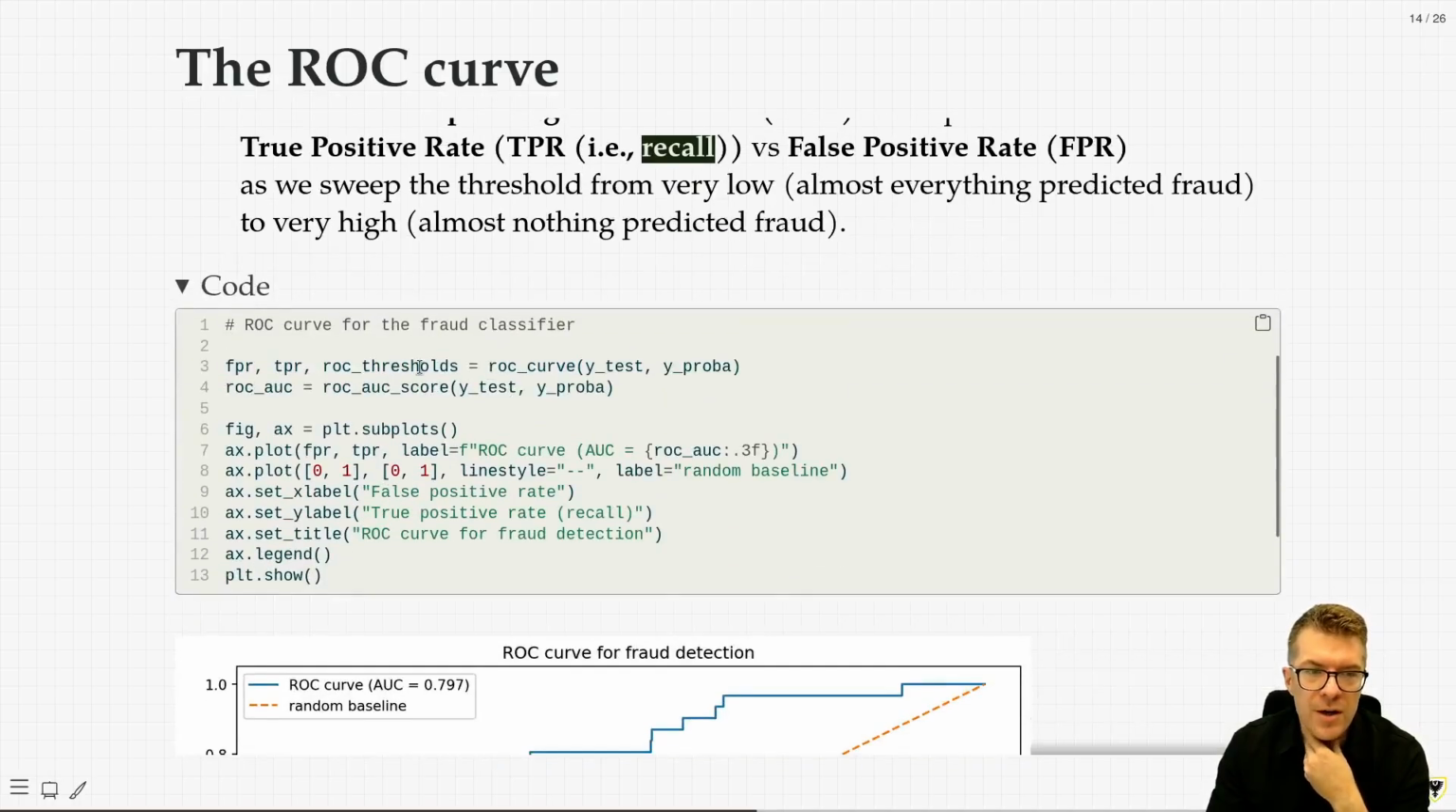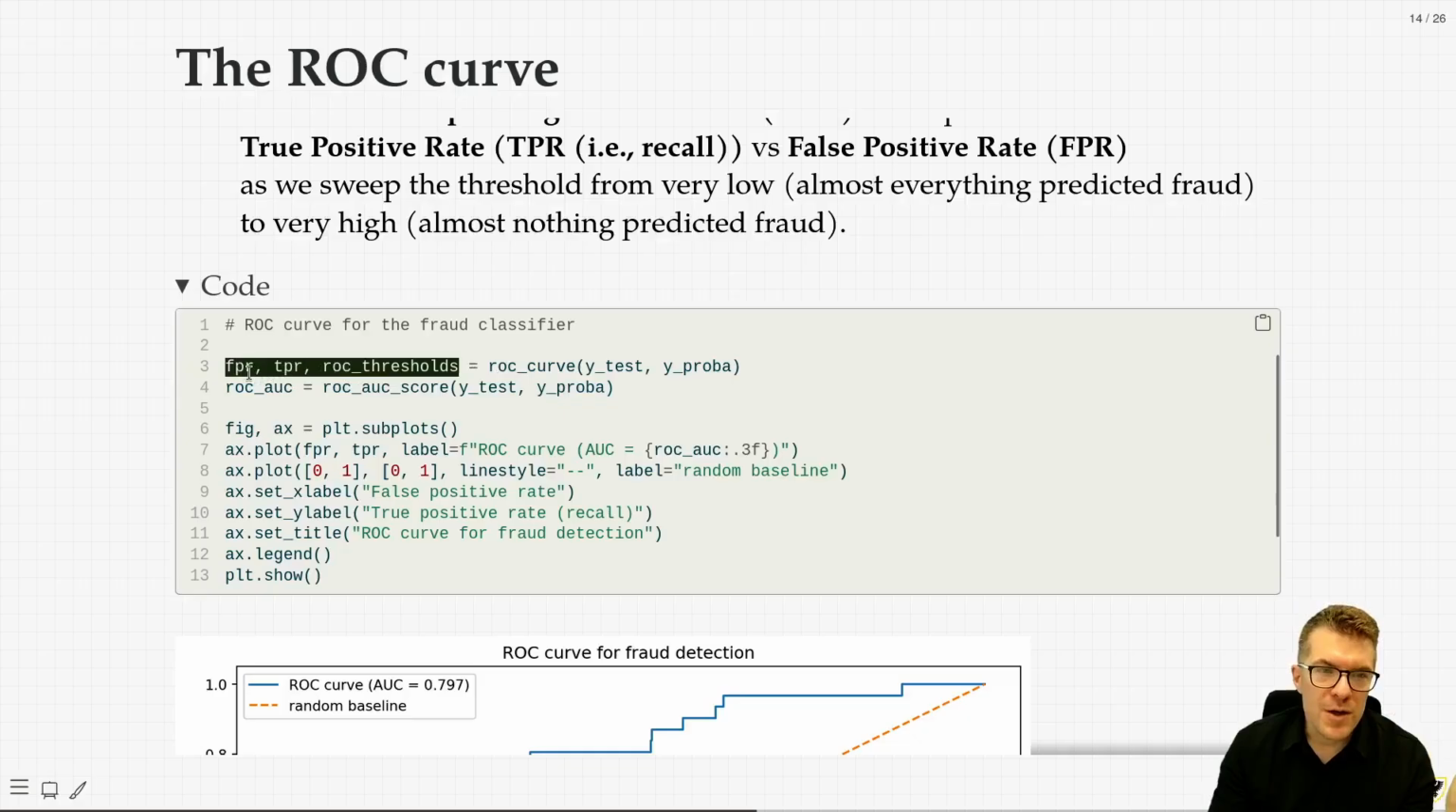So here's our ROC curve. We have all of our y tests. This is the true values that we're trying to predict. Here are all the probabilities that my logistic regression computed for the probability of fraud. You pass this into roc_curve, which is one of the functions we loaded in a previous cell, and then we obtain a handful of metrics. So roc_curve returns 3 variables: false positive rate, true positive rate, and the ROC thresholds.